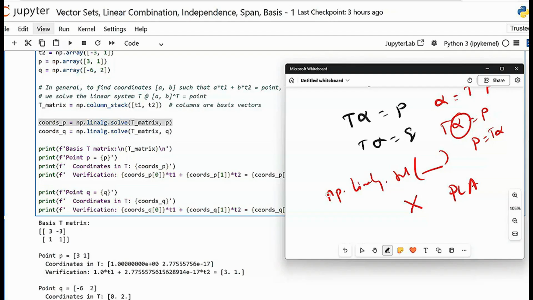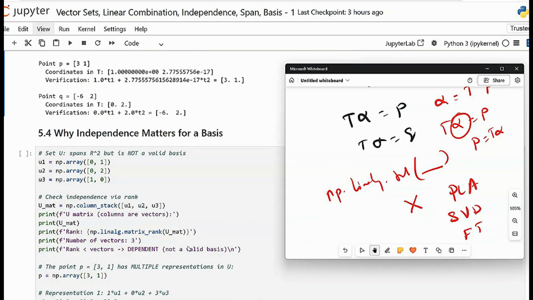So dimensionality reduction, that is what is happening. And not only here, SVD transformation is for coordinate change and feature transformation for a new representation. That is what is happening, dears. Okay, now let me move on to see why independence matters for a basis.